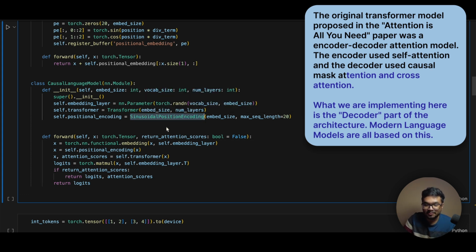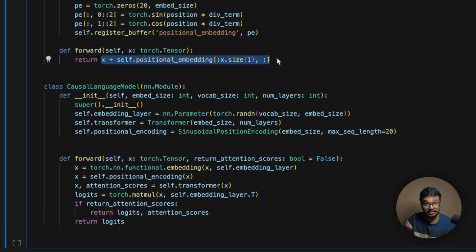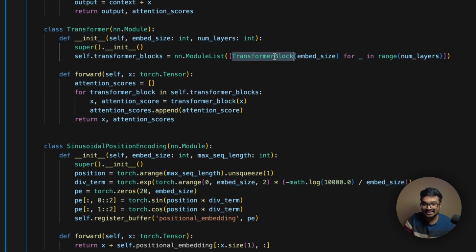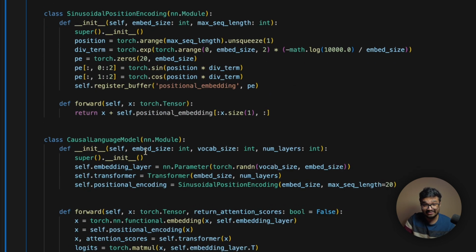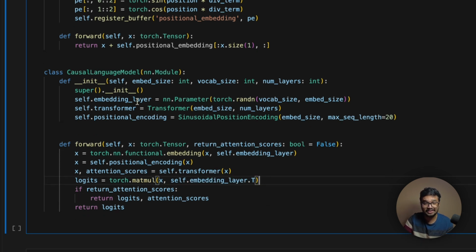And we have sinusoidal positional encodings, and when we receive X, which in this case are going to be integer token sequences, we'll first convert them into an embedding, then we'll add the positional encoding on top of the word embeddings, and then we'll pass it through the transformer, which will apply these transformer blocks one after the other, and after that finishes processing, we will finally convert these embeddings back to a probability distribution over the number of words. So the output will be a probability for each word, and to do that we will basically just do another matrix multiplication operation using the embedding layer.